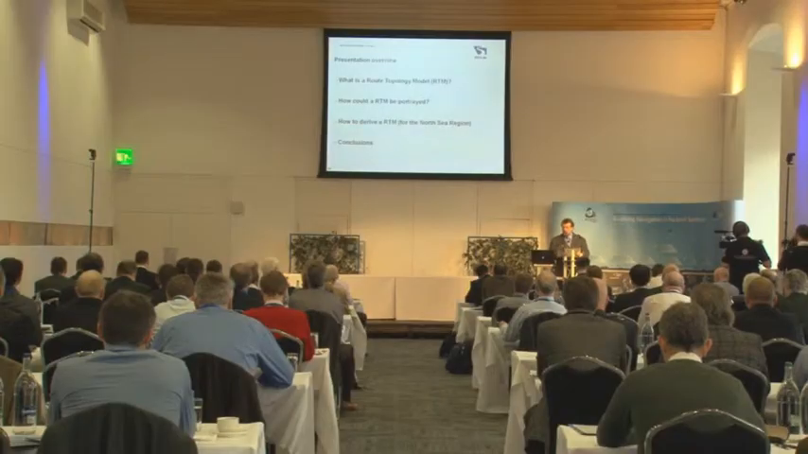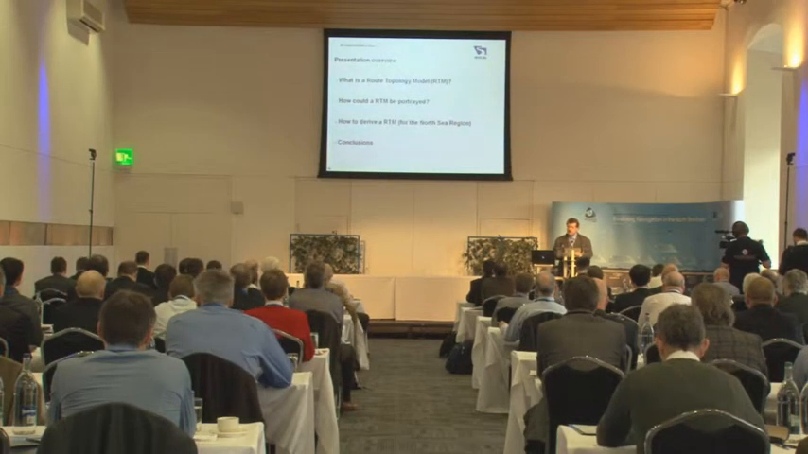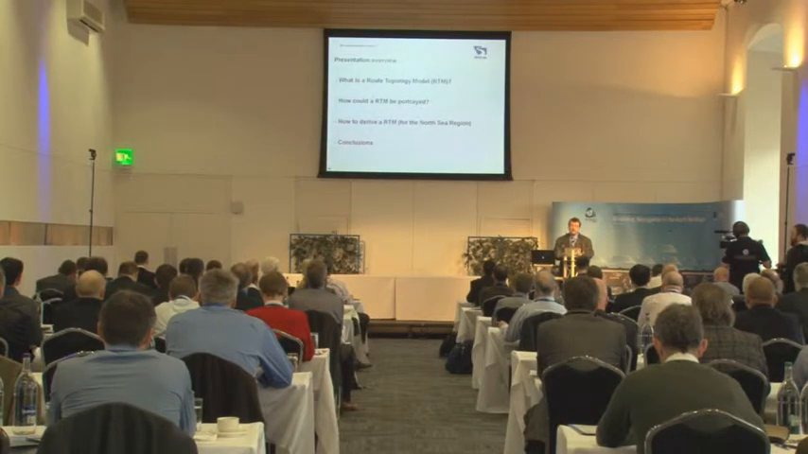So route topology model is an abstract thing, so I would like to give you an overview of what I'm going to present. So what is it? How could it be portrayed? I mean, how could it be made visual to the users? And how do we derive a specific instance of it for the North Sea region, which is the region under consideration at ACCSEAS? And of course, I would like to present some conclusions.